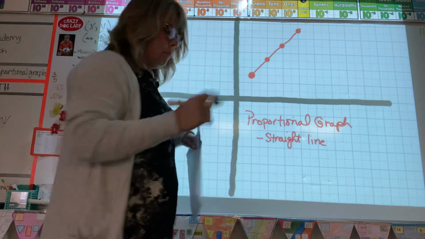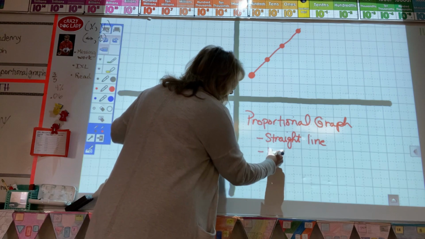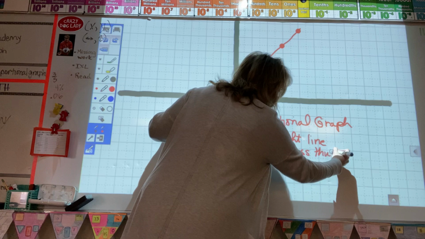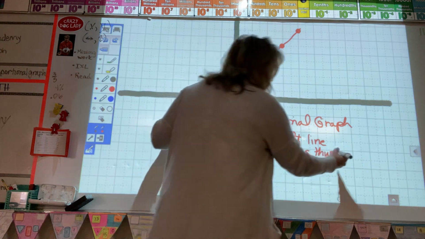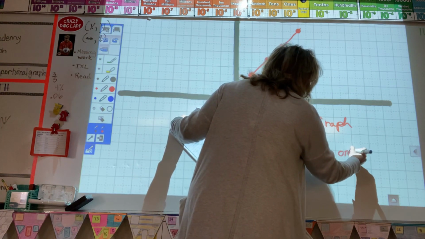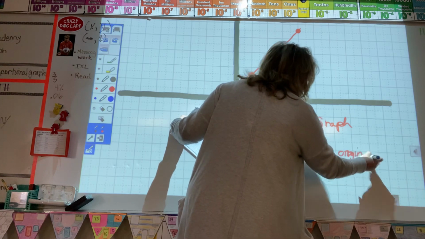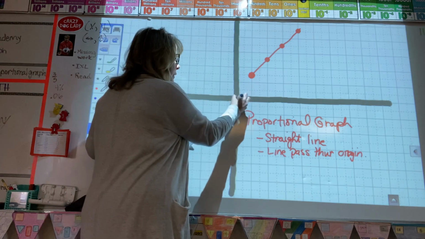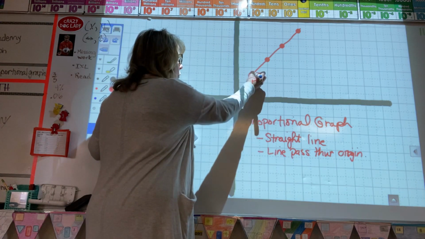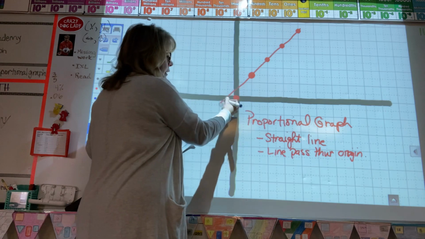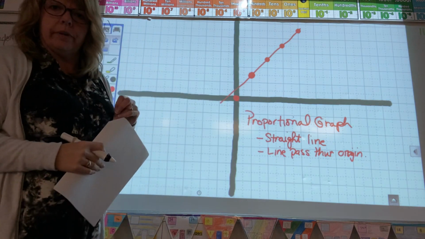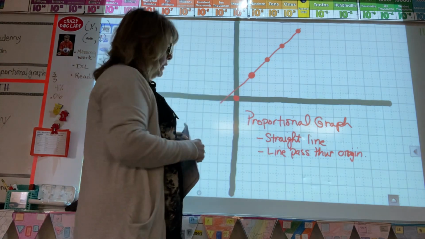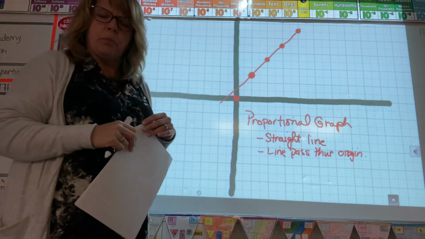The second part about a proportional graph, does the line pass through the origin? Where's the origin? Where the x and y axis meet, right here. If we were to keep going with this in a straight line, it does not pass through the origin. It's not increasing at that constant rate each time. So this graph is deemed non-proportional.